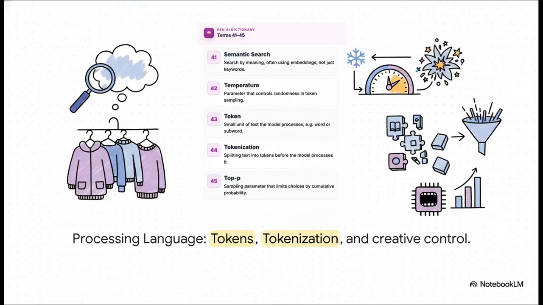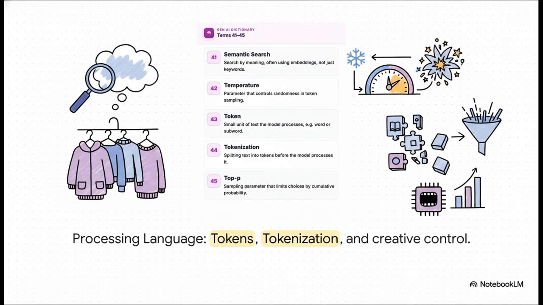First up, semantic search. This isn't your old-school keyword search. This is searching by meaning. So a search for "clothes for cold weather" that returns winter coats and thermal underwear? That's semantic search in action. Then there's temperature. This is a parameter you can tune that controls randomness. You can think of it as a creativity dial. Turn it down for focused, predictable answers, and crank it up for more creative, sometimes wild responses.